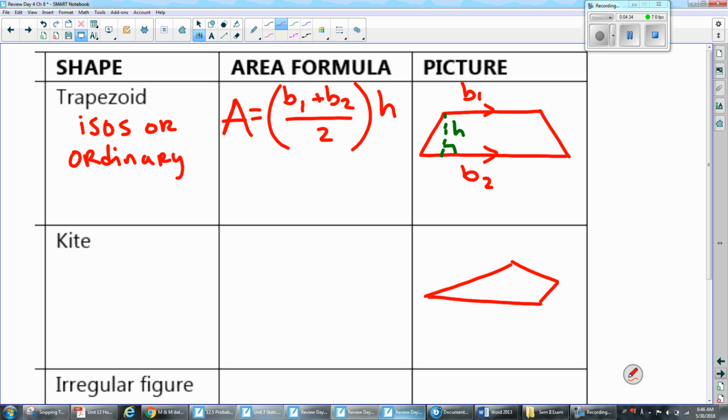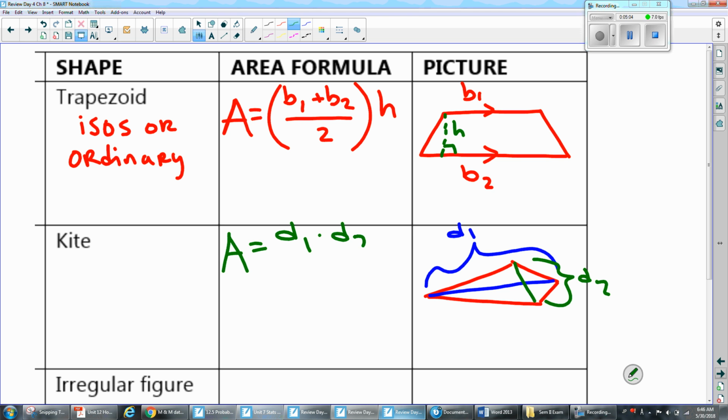Kite has a completely different formula since we're not using the bases at all. We're using the diagonals. So your diagonal 1 goes that whole length of that whole segment there. Diagonal 2 is the length of that whole segment in green. This time we're going to multiply together diagonal 1 times diagonal 2, and then divide it by 2.